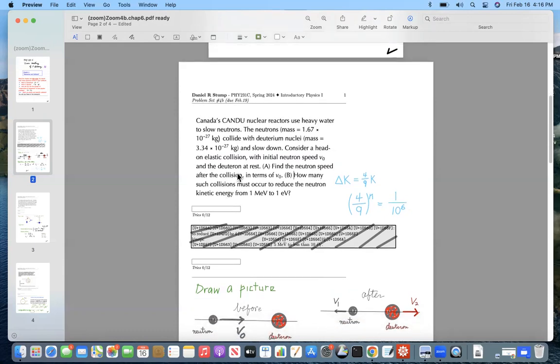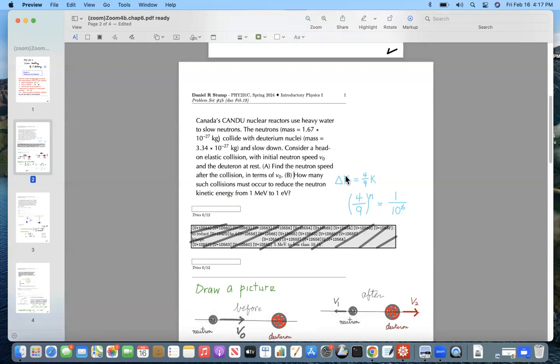Now, that neutron will hit other deuterium atoms. Each time it hits a deuterium atom, it loses some speed. And so part B says, how many collisions must occur to reduce the kinetic energy from 1 MeV to 1 electron volt?